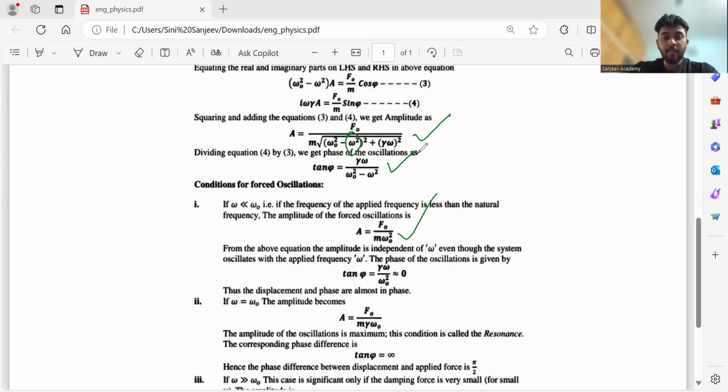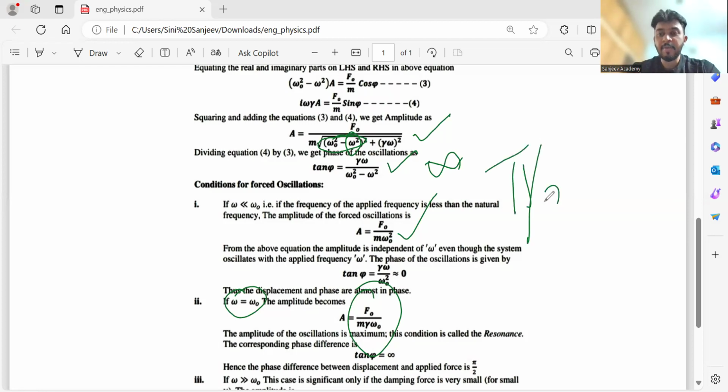Next one, if omega is omega naught, the tan phi value is infinity, not defined. A is equal to F naught by m gamma omega naught. Omega is equal to omega naught, so this full term will be 0. That's the reason I'm getting this gamma omega here. Please do substitute, you'll get the answer just like that. And always note that the phase difference value is pi by 2. This is just extra information. If you can write it, it's excellent.